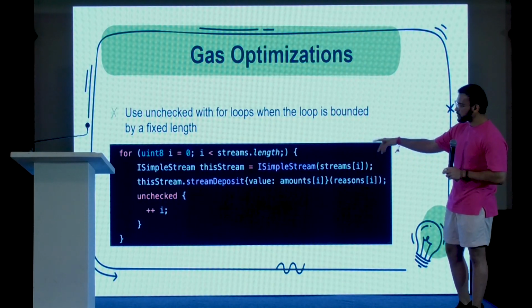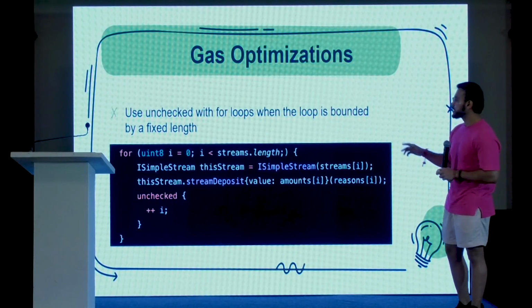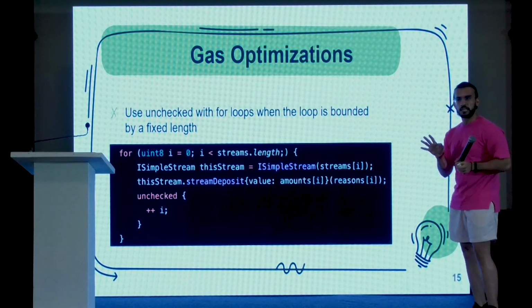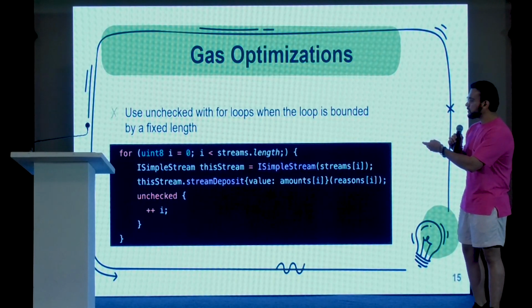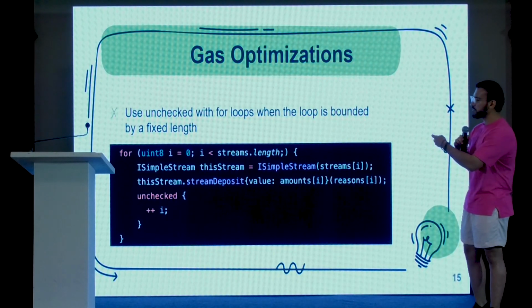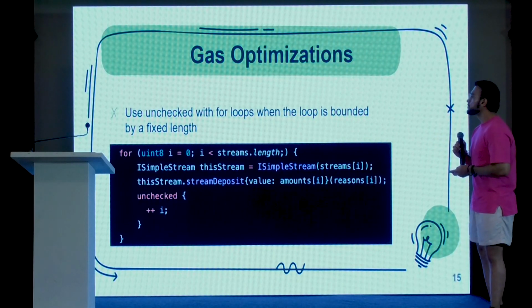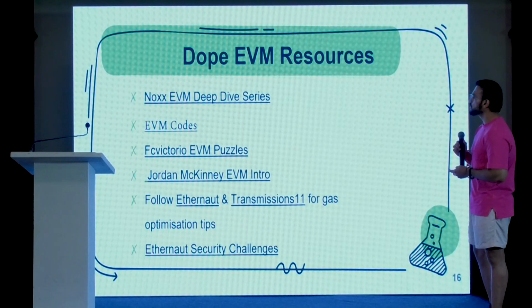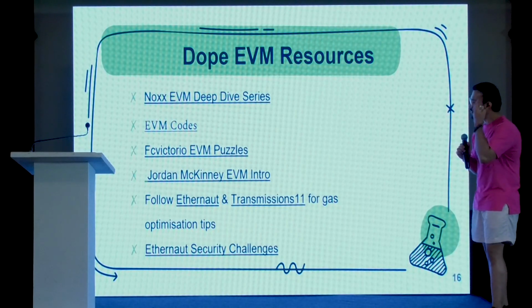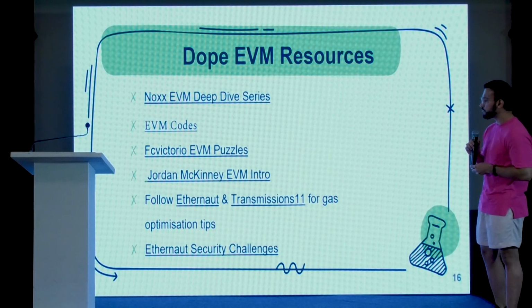So for example, it won't check for i being underflown or overflown, right? I'm not sure if that made sense, but yeah, with new versions of Solidity, you can save gas on for loops by defining an unchecked block.